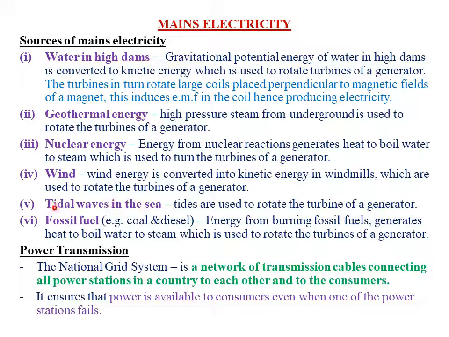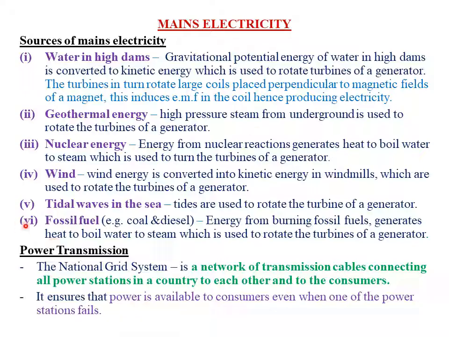Our fifth main source of electricity is what we call the tidal waves in the sea, whereby we are saying that the tides are used to rotate the turbines of the generator. Then, of course, the turbines in turn rotate large coils placed perpendicular to the magnetic fields of the magnet. So this induces EMF in the coil, hence producing electricity.